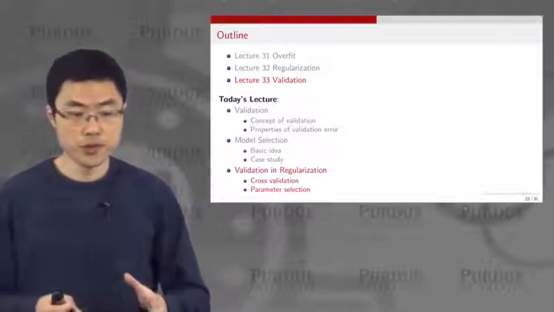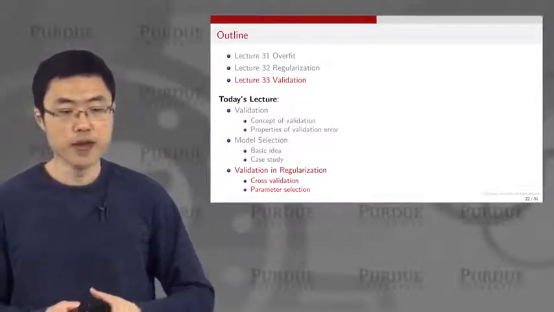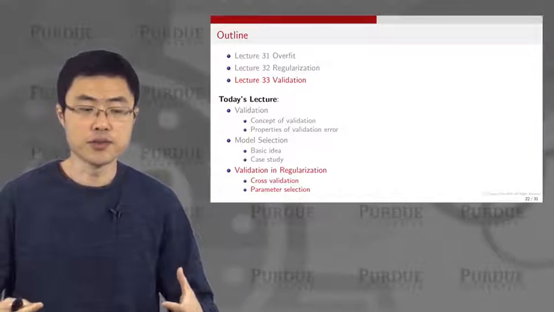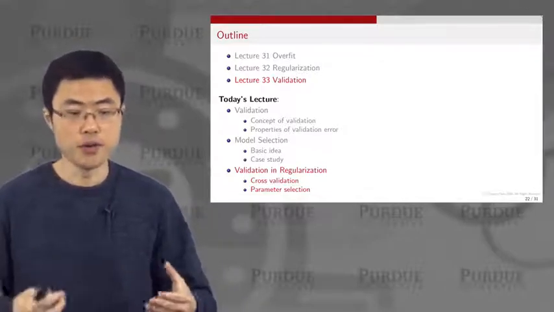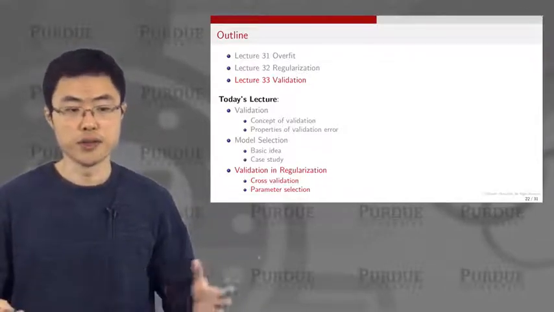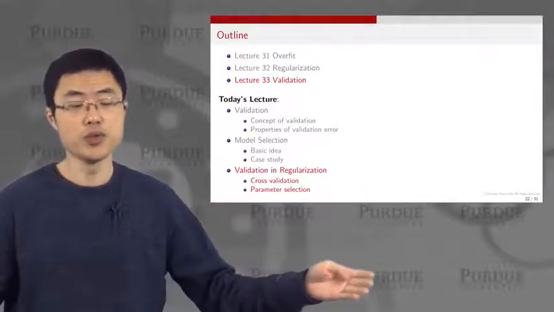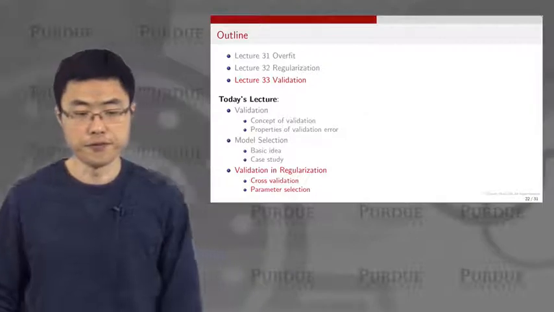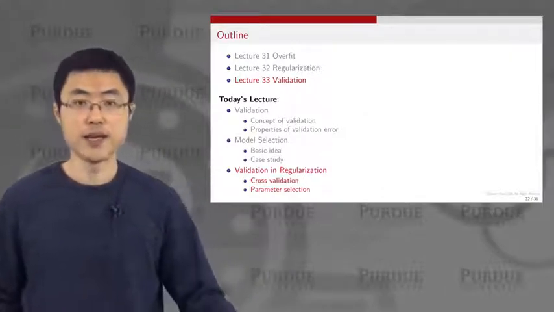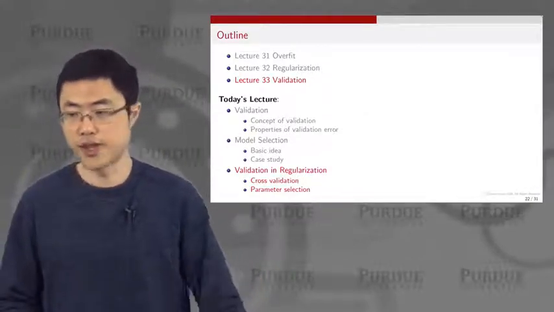So now we can go into the discussion of how we actually use the validation not just on model selection but also on regularization. In regularization, we have this regularization parameter, lambda. How do we choose the lambda for the regularization? And there we want to introduce a concept called cross-validation.